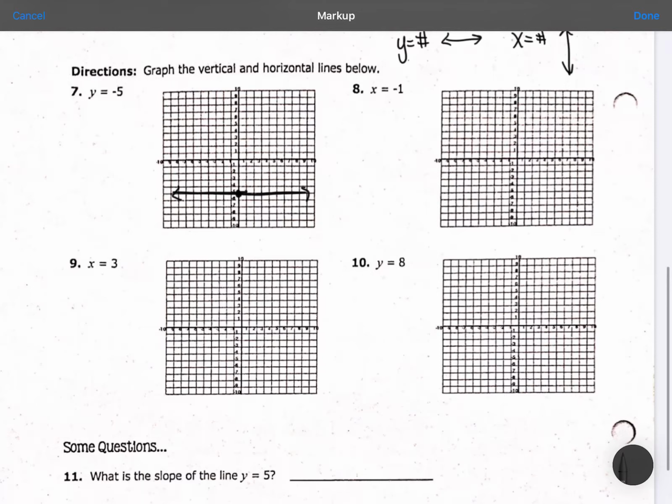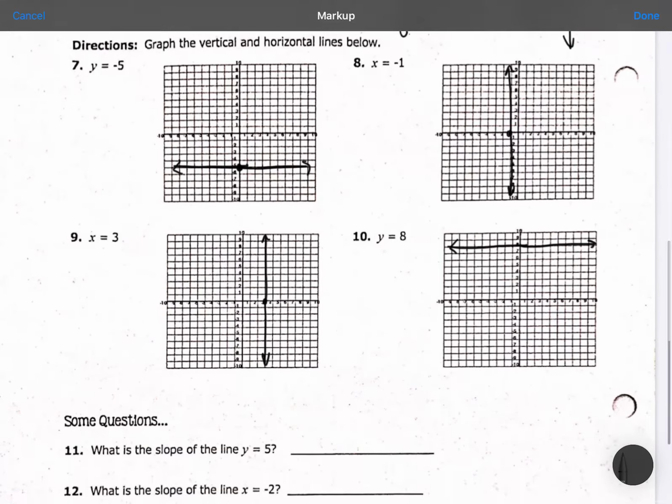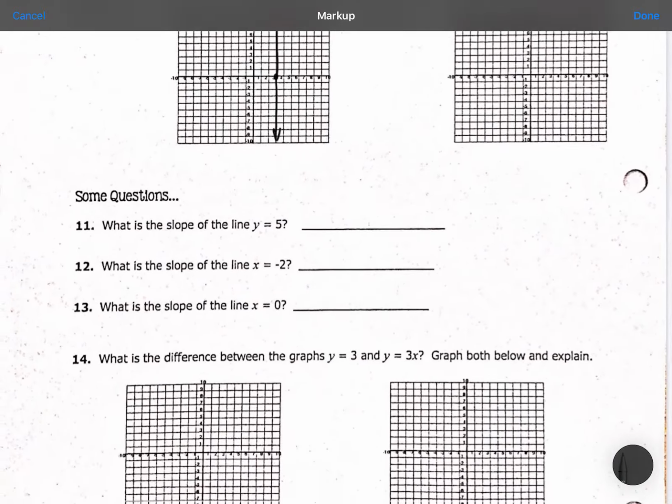All right, so x equals -1, it's vertical. X equals 3, it's vertical. And y equals 8, it's horizontal. Hard time seeing these little numbers here. So how did you do? Did you get them correct? Easy peasy. All right, here's some extra questions for you.